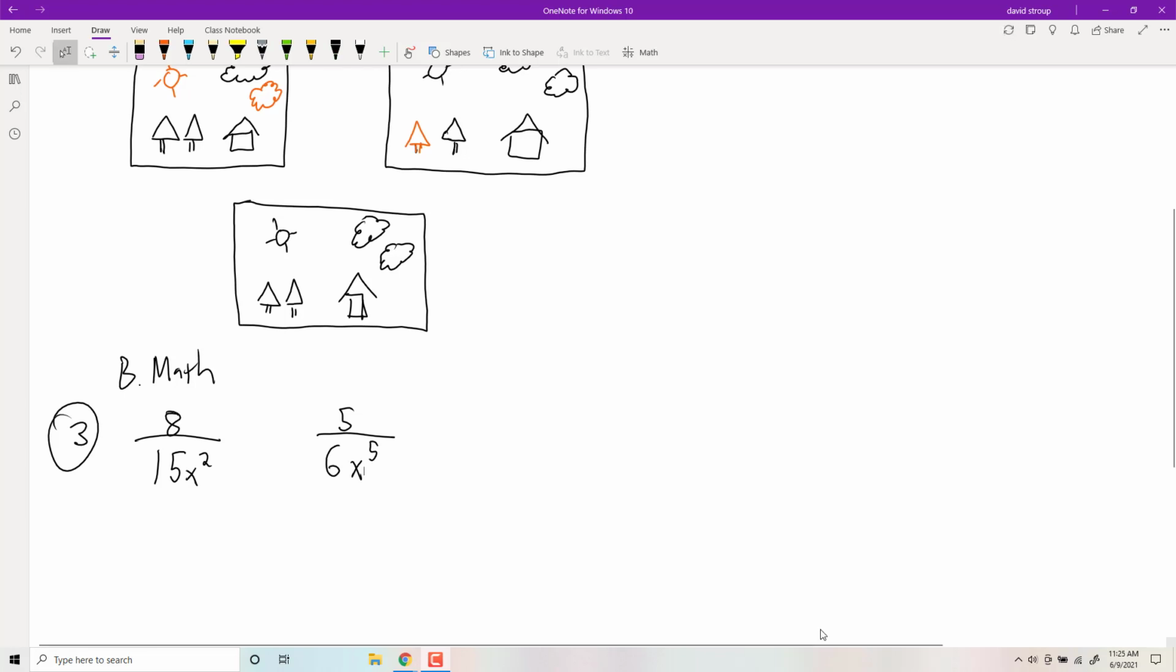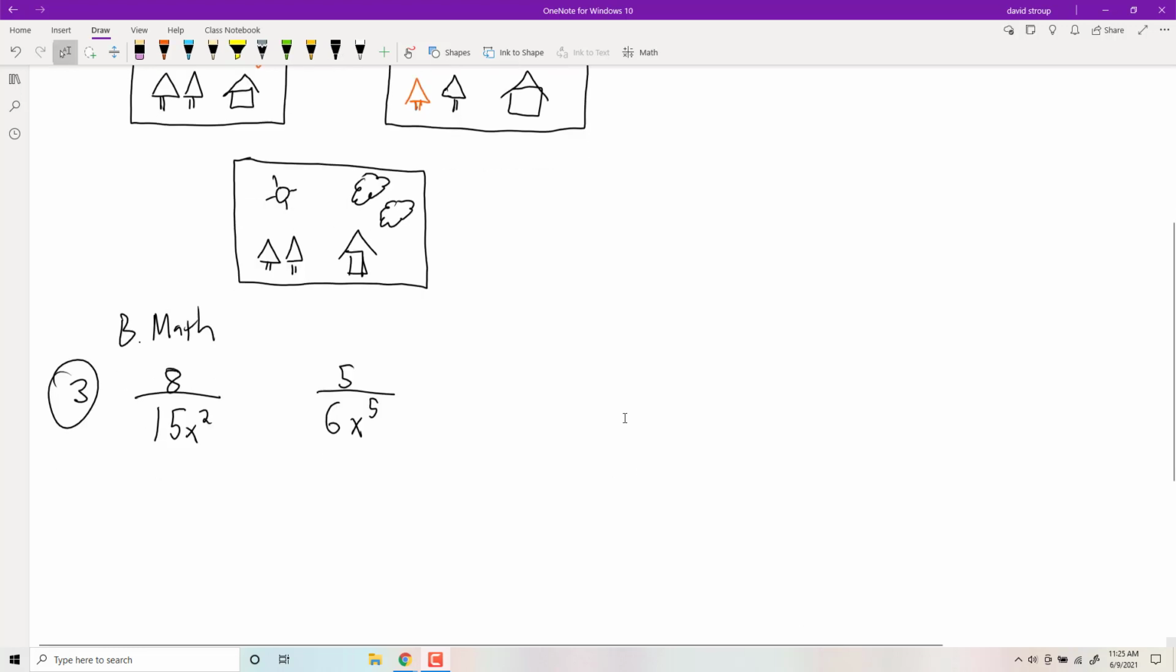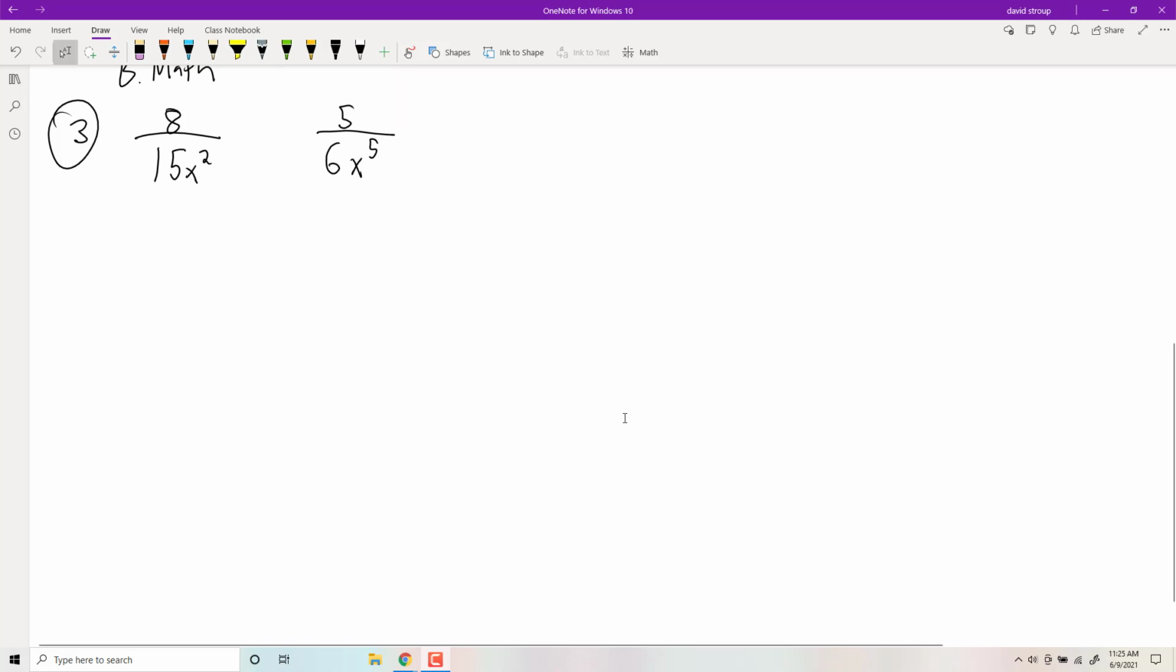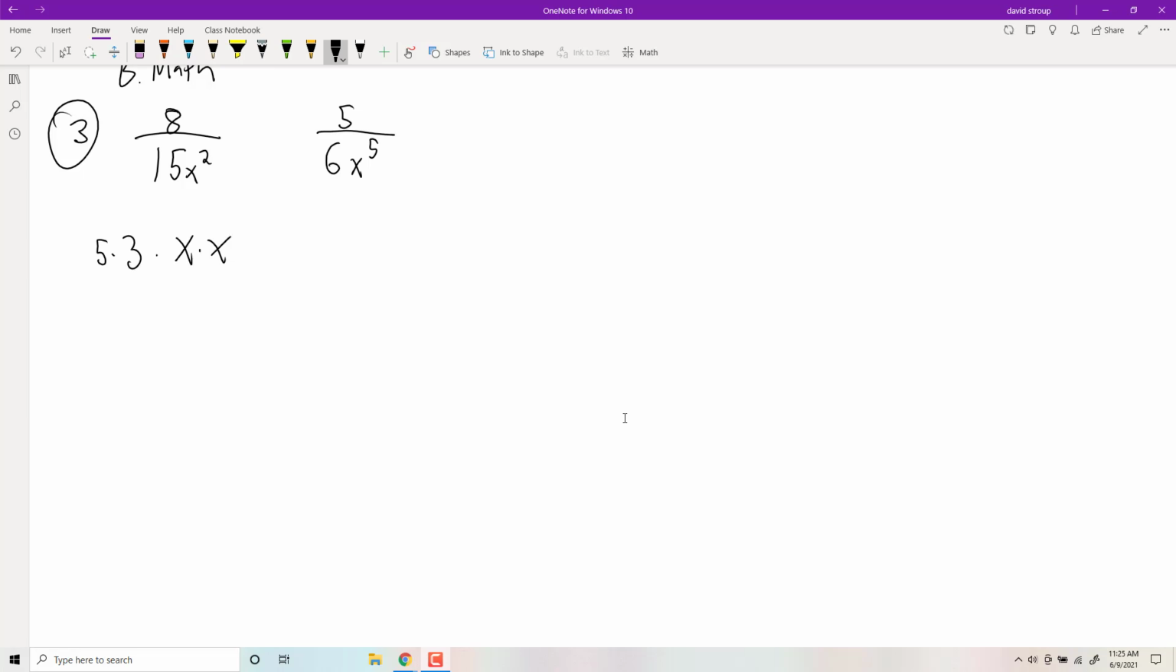Okay, we're going to be factoring the denominators. So those are the pictures. The denominator is the picture that we're trying to make common to both fractions. So 15 is 5 times 3 times x times x. And 6x to the fifth is 3 times 2 times x times x times x times x times x.